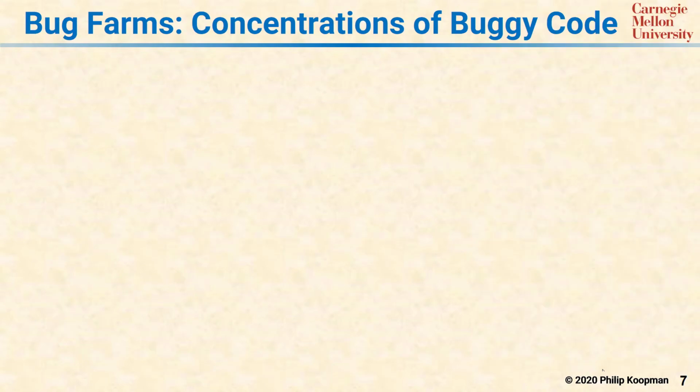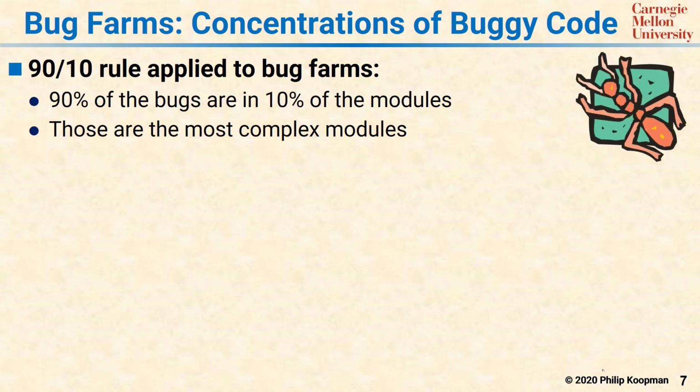Another consideration in system testing is what you do with the bug reports. Sure, you want to fix bugs, but you can often mine the data to actually get more value out of it. And one of the big things you can do in system testing is find bug farms. The 90-10 rule applies to bug farms. 90% of the bugs are in 10% of the modules, at least in a lot of different software that I've heard about. Typically, you're going to find the bugs in the modules with high cyclomatic complexity, lots of global variables, spaghetti code, and so on.